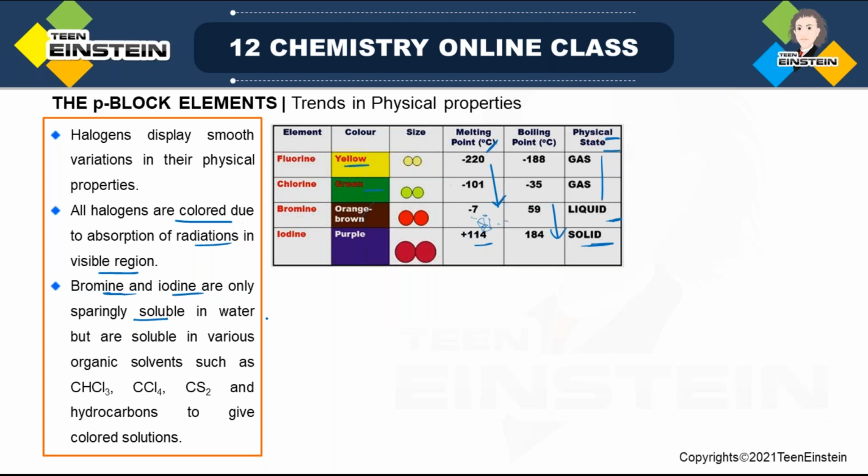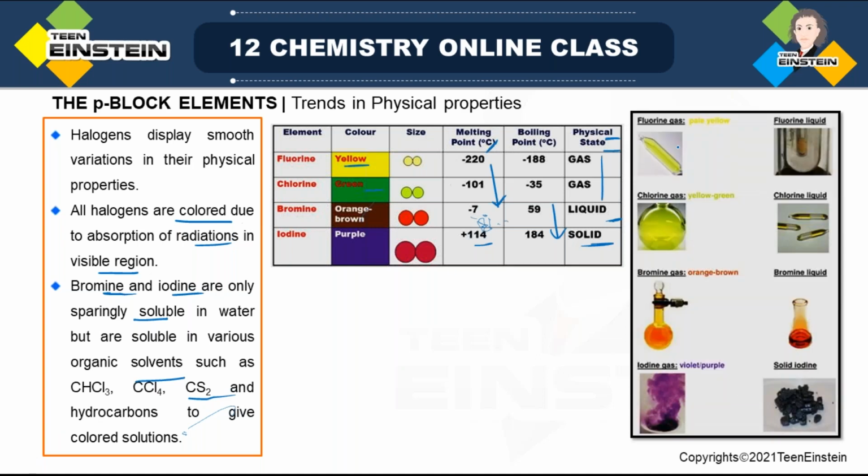So that is why bromine and iodine, these two have some solubility, but not the other two, F and Cl. But if you take some organic solvent, like chloroform, carbon tetrachloride, carbon disulfide, or a hydrocarbon, for example cyclohexane, all these solvents are very good for their solubility.